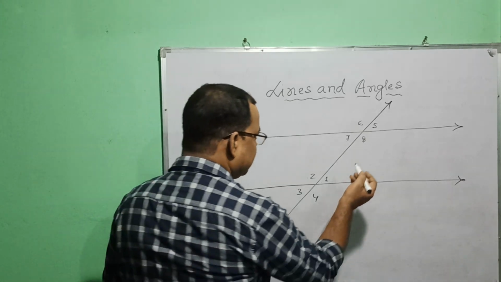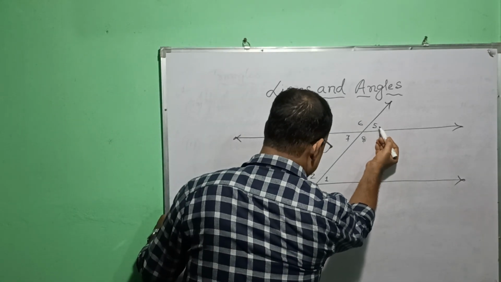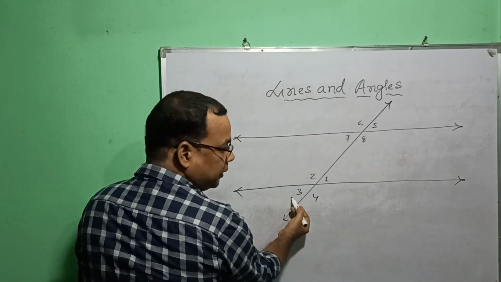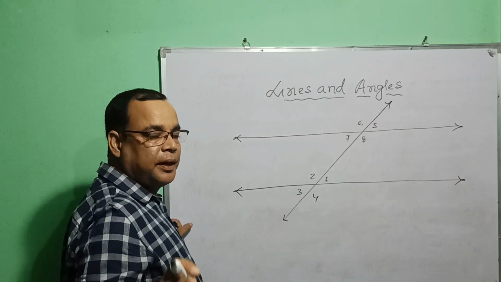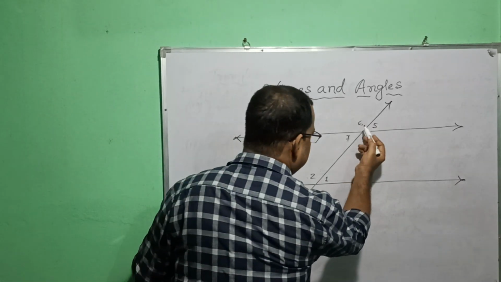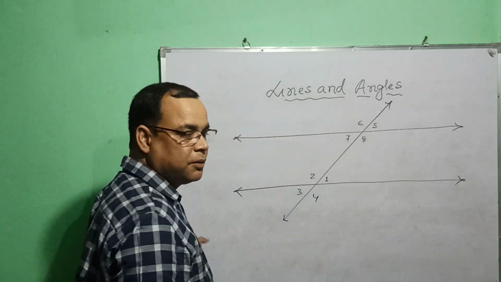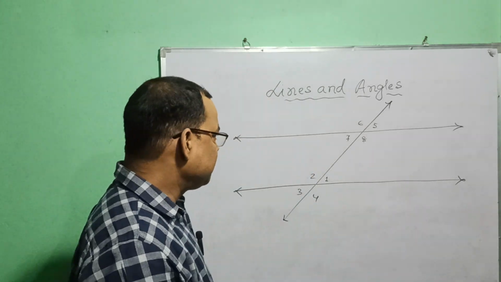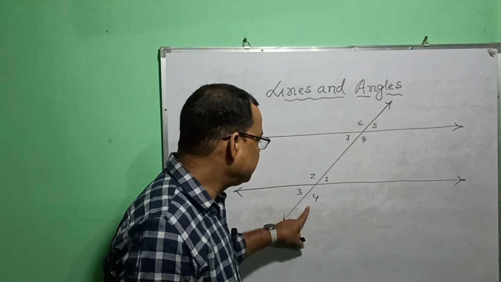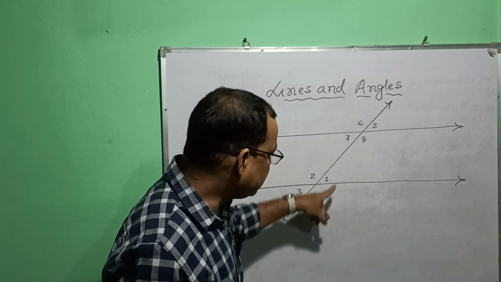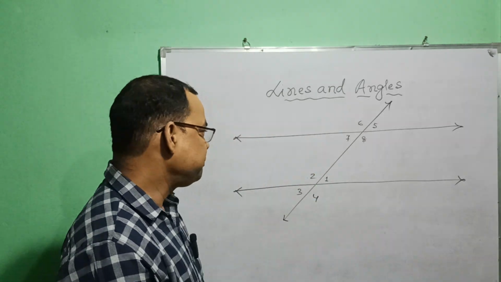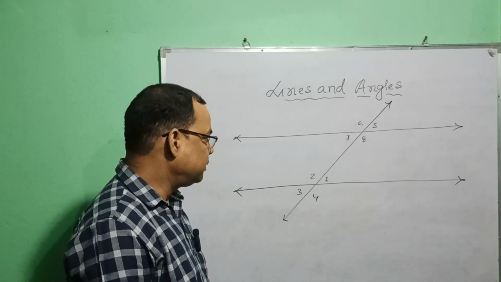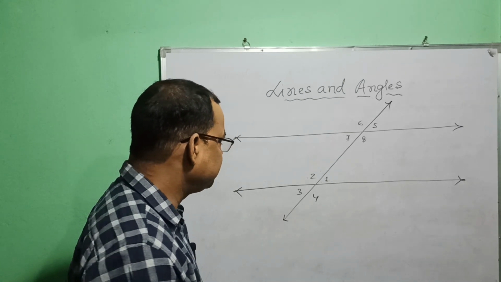So alternate exterior angle, suppose here 5 with angle 3. So angle 3 and angle 5 are alternate exterior angles, and 6 and 4 are also alternate exterior angles. Why are they alternate exterior? Because they are opposite to the transversal and outside the two parallel lines. That's why they are alternate exterior angles. So we already got 4 pairs.